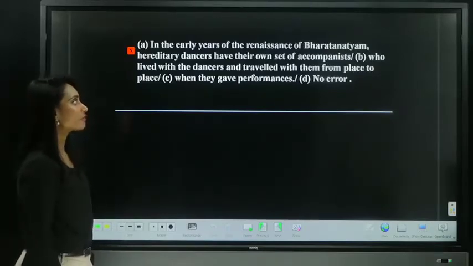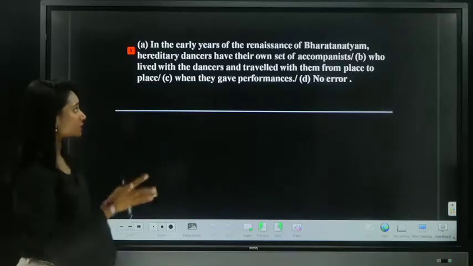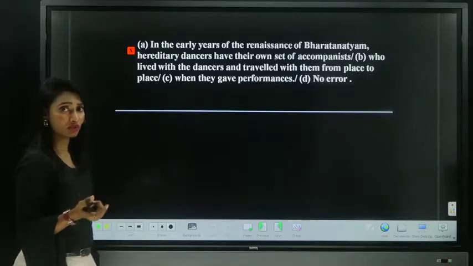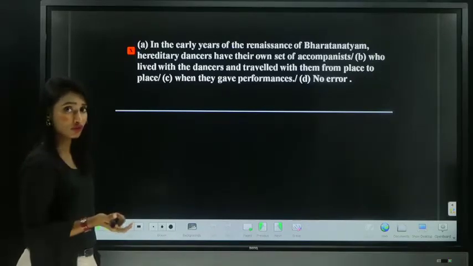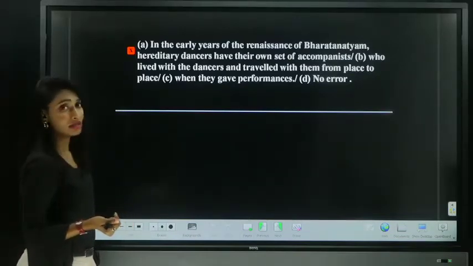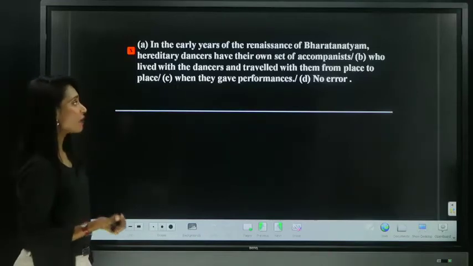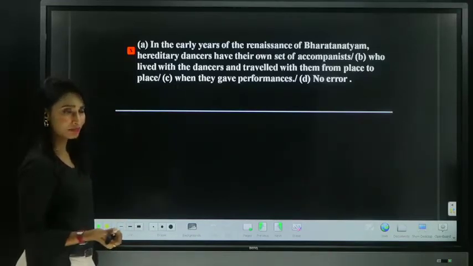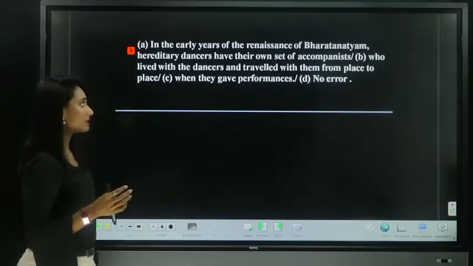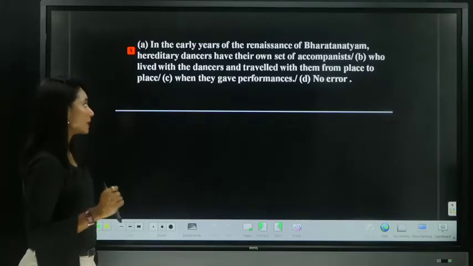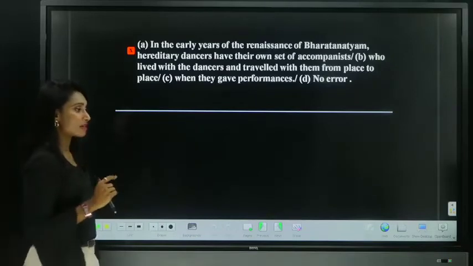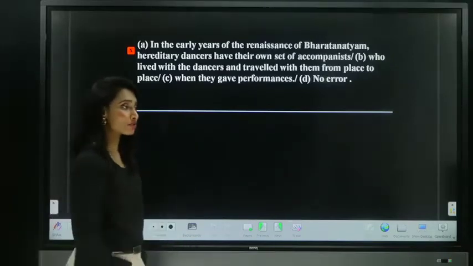In the early years of Renaissance of Bharatanatyam, check part by part. In the early years. So what is it talking about? Which action? Present action, past action, or future action? Of the Renaissance of Bharatanatyam. Okay. Hereditary dancers have their own set of accompanists. Find out if there is any error till there. Next, who lived with the dancers and traveled with them from place to place. Any error in that part? When they gave performances. Any error in this part? Or if there is no error, the answer should be no error.